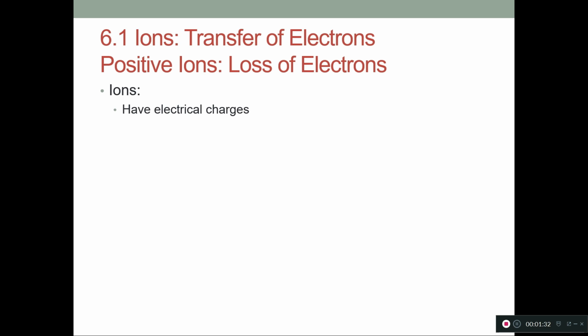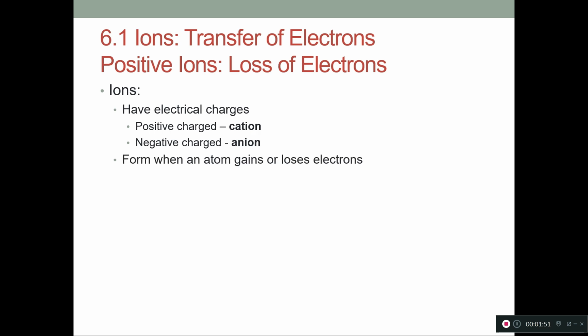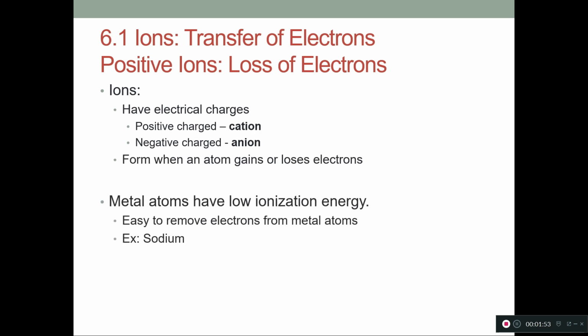Ions are atoms that have electrical charges. Positively charged ions are called cations, and negatively charged ions are called anions. You can think of these as the same root words as things like cathode and anode. They form when an atom gains or loses electrons.